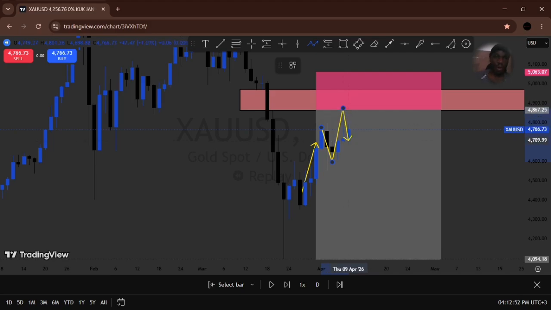Now we want to see some sort of thing like this. If this swing is not respected, we shall see a failure swing high. So if price fails to break this, that's called a failure swing high. Then maybe we have to see price disrespecting this. If this one is disrespected, then we could confirm that the fair value gap is invalid. So the fair value gap will be invalid if confirmation is allowed.